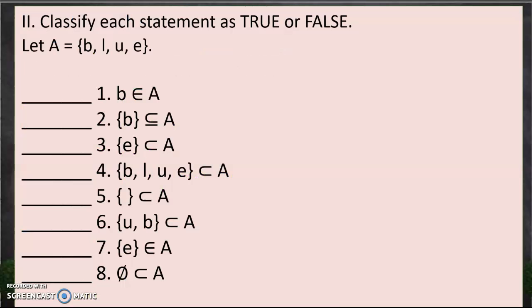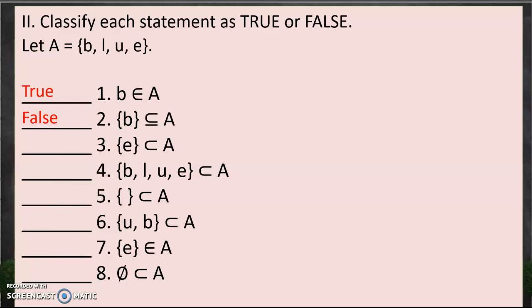Classify each statement as true or false. Let A be {B, L, U, E}, so the elements of A are B, L, U, E. Number 1, B is an element of set A. Is it a member of set A? So it is true. Next, number 2, B is a subset of A, or improper subset. It is false, because for an improper subset, it must have the same number of elements, or they are equal sets.